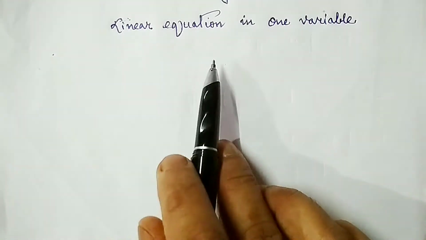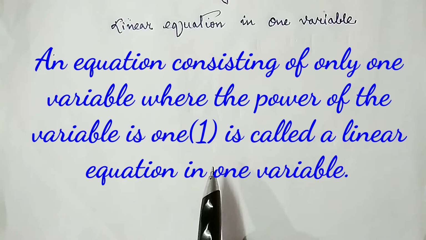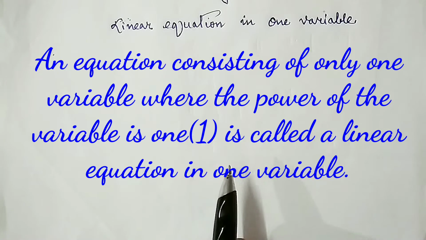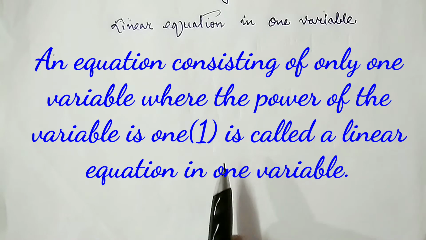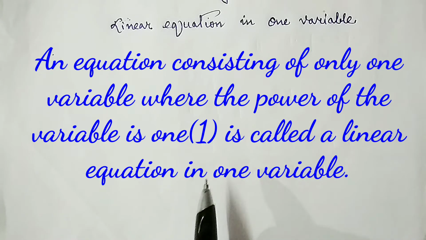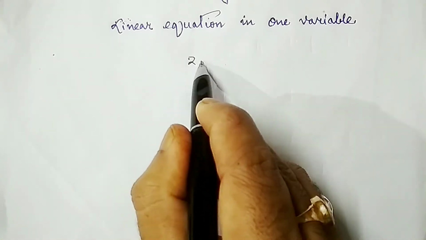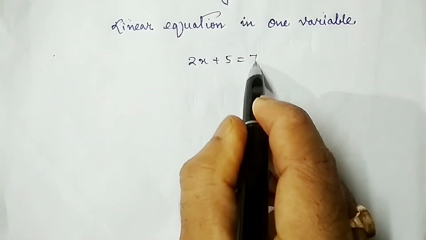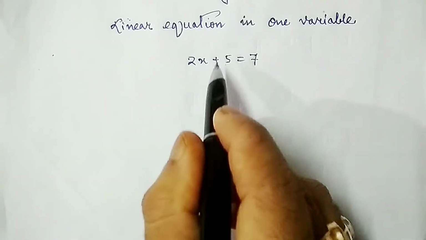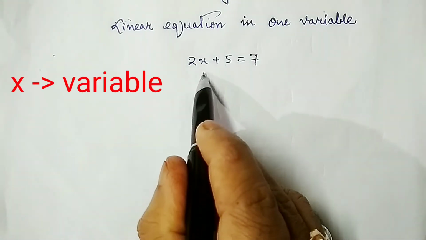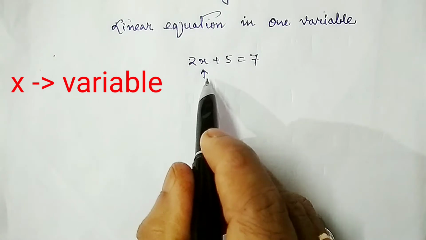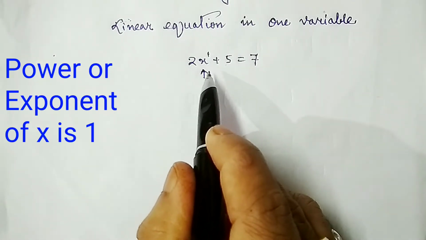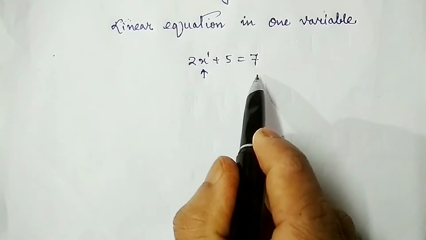What is a linear equation in one variable? An equation consisting of only one variable where the power of the variable is 1 is called a linear equation in one variable. If I consider twice x plus 5 equals 7, in this equation how many variables are there? Only one variable. x is the only variable. And what is the power of x? Power of x is 1. Then we can say it is a linear equation in one variable.